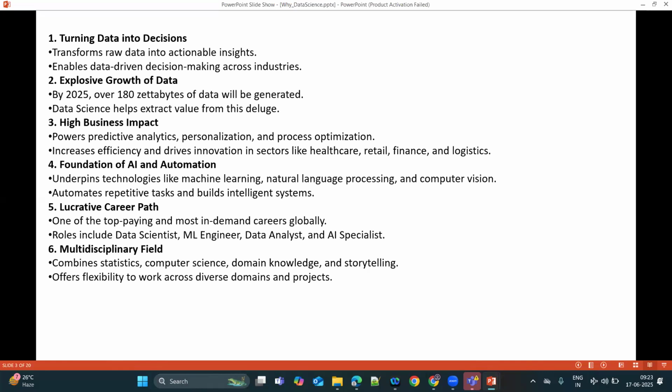Similarly, artificial intelligence. Everything is the same. In artificial intelligence, we have technologies like machine learning, natural language processing, computer vision, etc., as discussed yesterday. So data science is nothing but the foundation of AI and automation technologies. And one more thing, as Ganesh mentioned, it is booming. Yes, exactly, the career path.